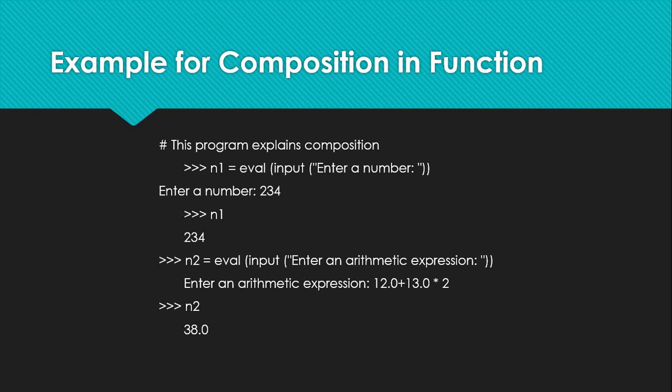So if you enter an expression 12.0 plus 13.0 into 2, according to the BODMAS rule, multiplication takes the first priority. So 13.0 into 2 is 26. You add 26 with 12, you get the output as 38.0. So here is an expression that is given into the input function. The resultant of that expression becomes the argument for the eval function, and then it gives the output.